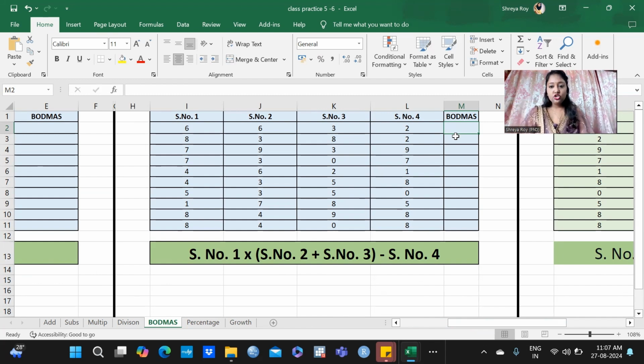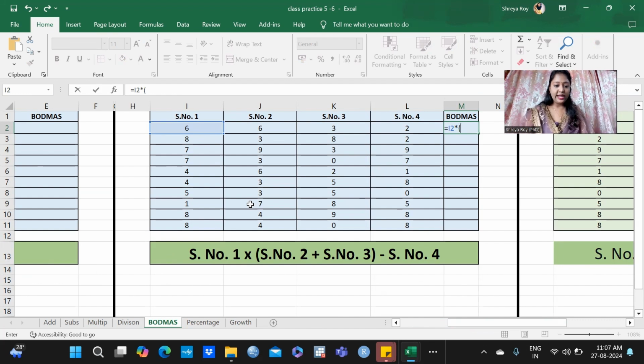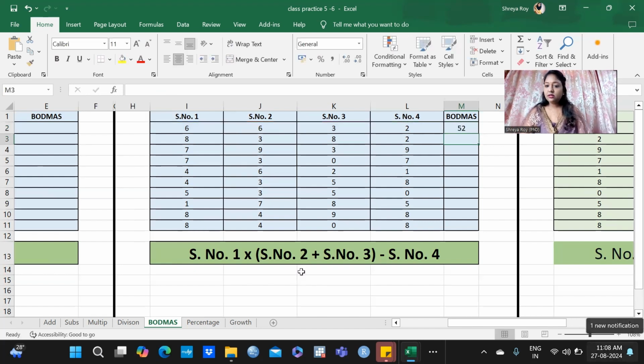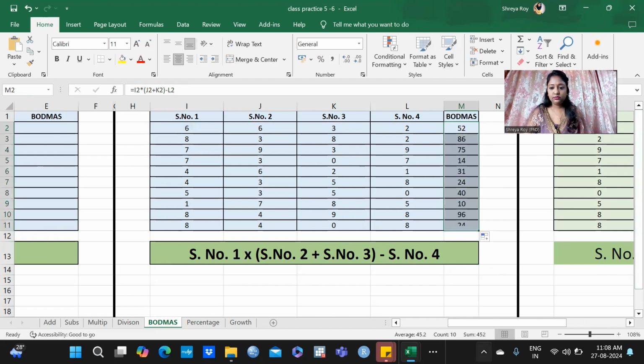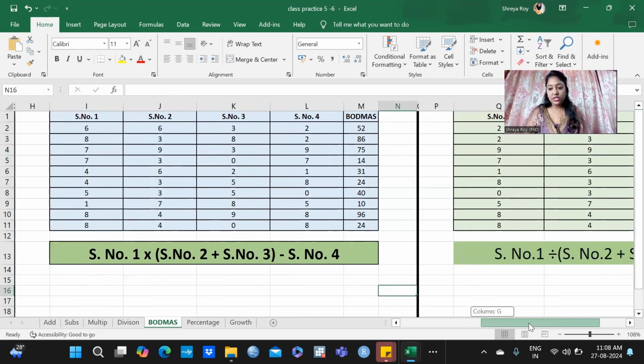equation as written. So what we'll do is equal to first serial number 1 into open bracket serial number 2 plus serial number 3 close bracket minus serial number 4. Enter. Okay. So we see the function over here. The formula bar displays the formula. Okay. So that's about it.